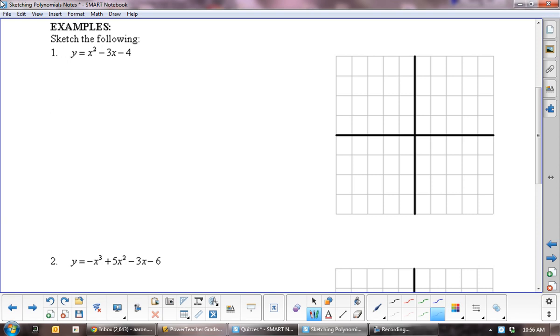Now, out of everything you know, what kind of shape should this be? Parabola. Okay, so once you get that in your head, you write parabola, should be going up because it's positive. That stuff helps a lot.